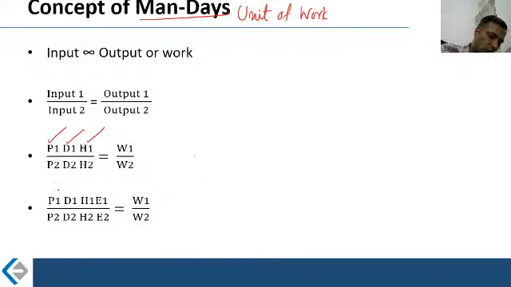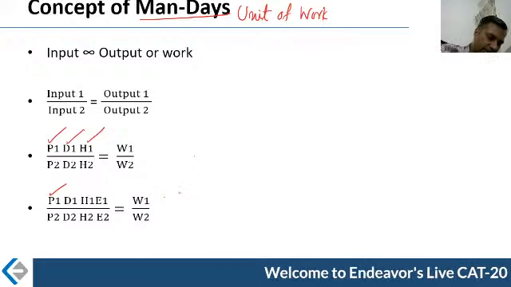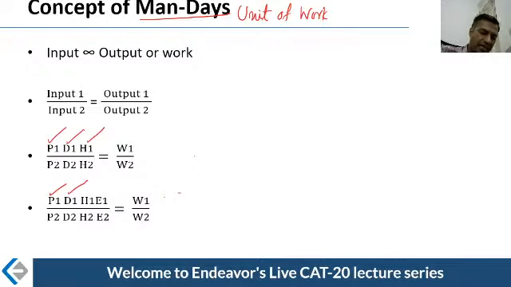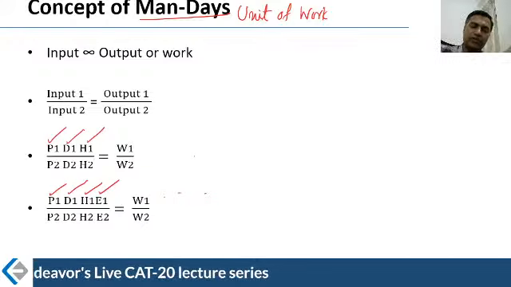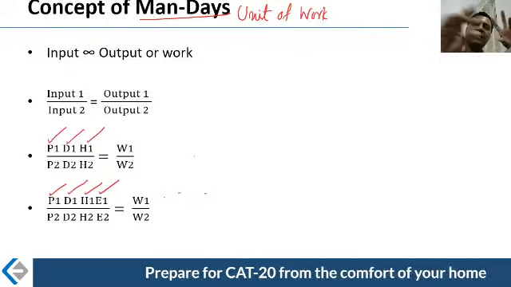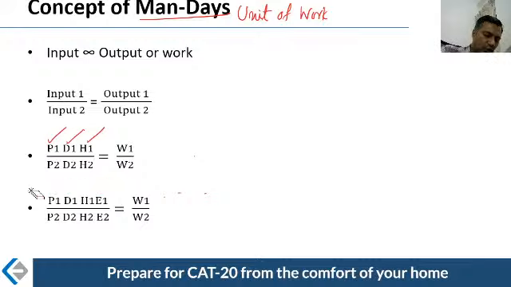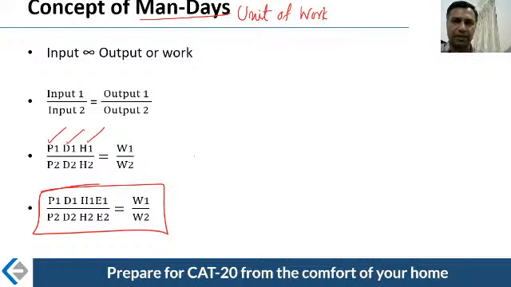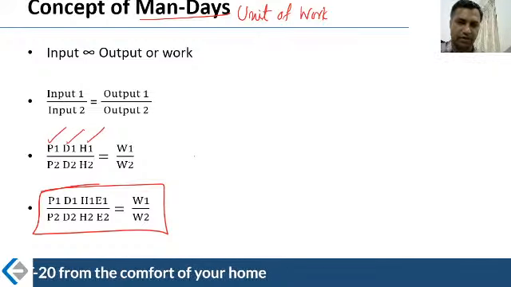What are the parameters? How many people are working? How many days are they working? How many hours per day are they working? What is the efficiency with which they are working? All of these contribute to the output. So technically, in the question, there will be two types of work relations which have to be handled, and the work will be done by a different number of people working a different number of days, working a different number of hours.